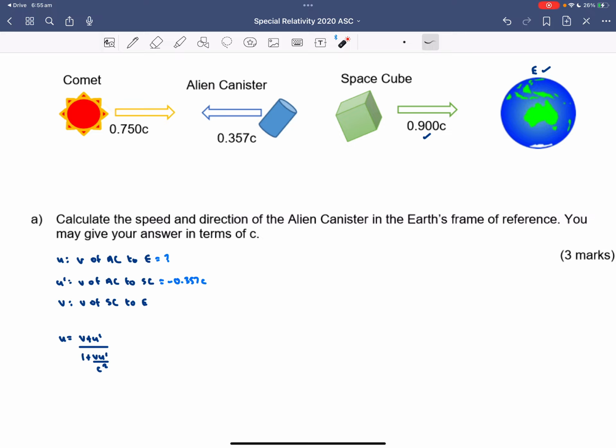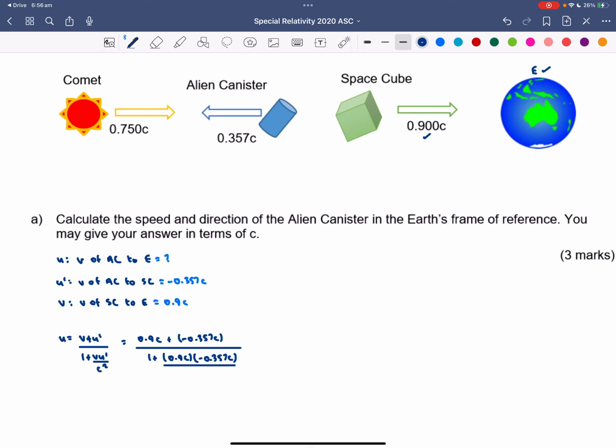And lucky last, what's the velocity of the space cube according to Earth? I've put a tick next to it, so that's with respect to Earth. It's 0.9 to the right, so positive 0.9 C. Great. I've got all the numbers, just got to plug it in. V is 0.9 C, U dash is negative 0.357 C, all over 1 plus positive 0.9 C times negative 0.357 C all over C squared.